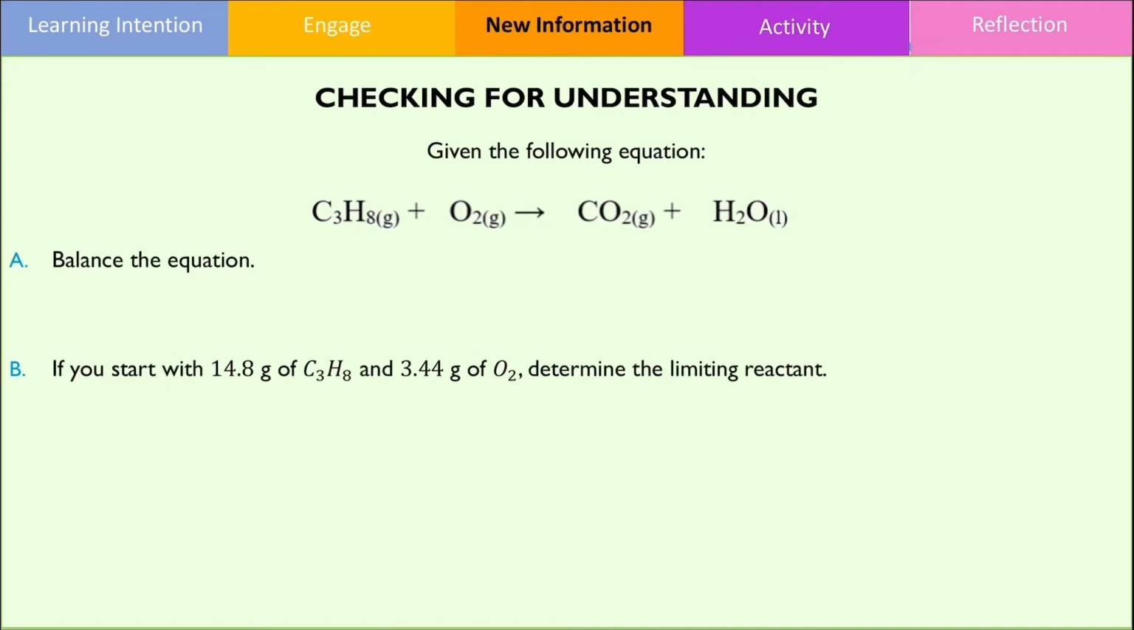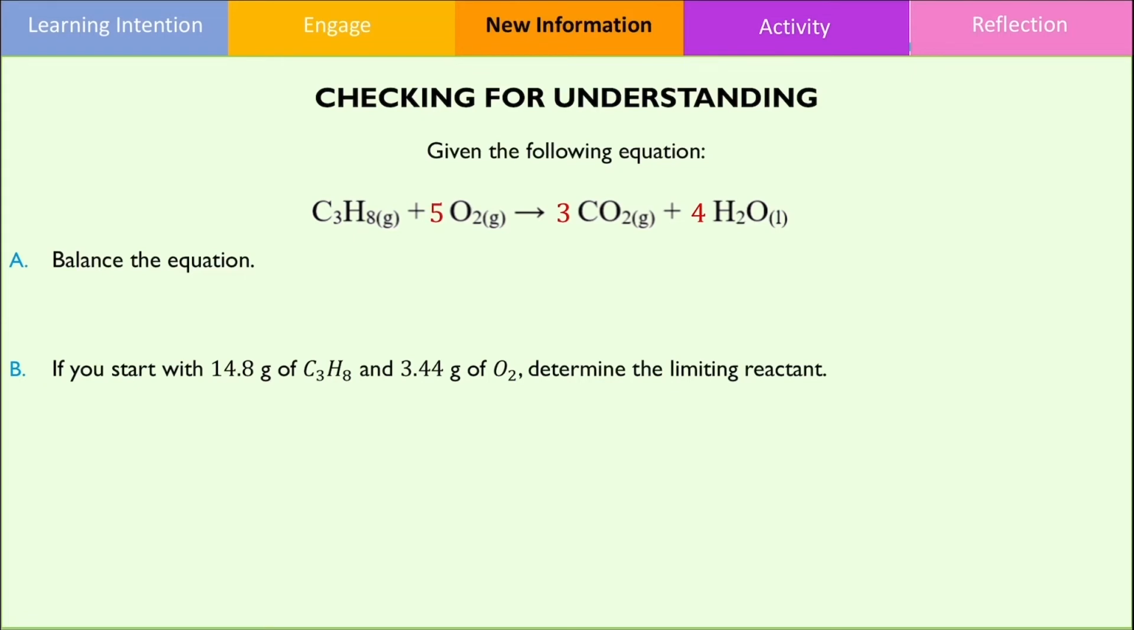Part A should be pretty simple for you at this stage. We first balance the number of carbons, so I'm going to add a 3 in front of carbon dioxide. Now we balance the number of hydrogens, so I'm going to add a 4 in front of water. And lastly, to balance the number of oxygens, I'm going to add a 5 in front of oxygen gas.